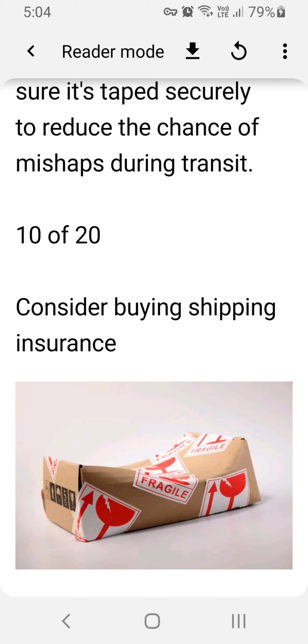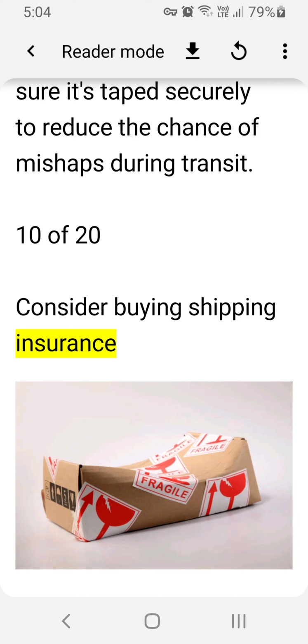9 of 20: figure out how you're going to ship or deliver the item. Shutterstock. When selling online, the right kind of packaging is key, especially when you're talking about fragile items like electronics. Use bubble wrap and paper to ensure that your item is secure in a sturdy cardboard box, and make sure it's taped securely to reduce the chance of mishaps during transit.